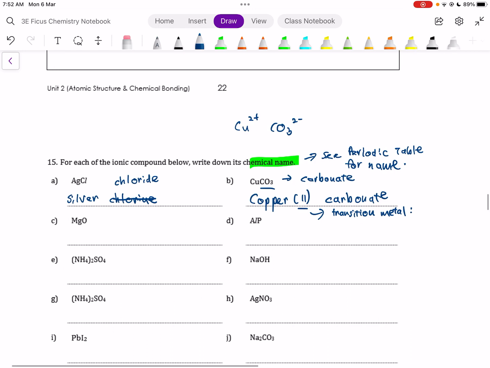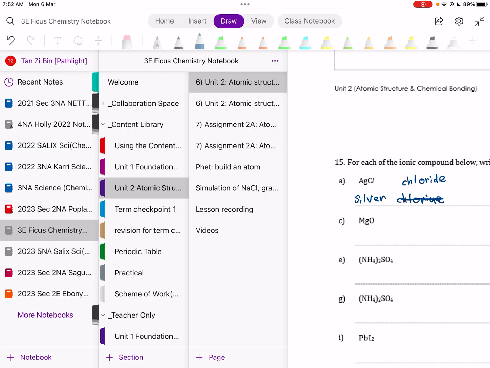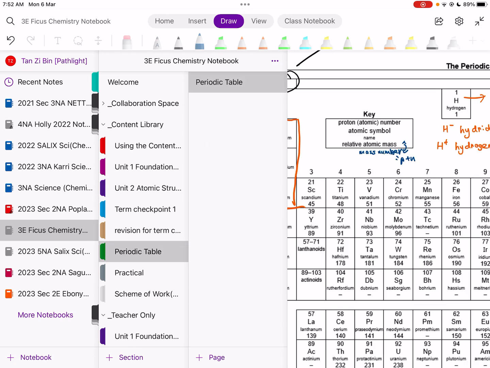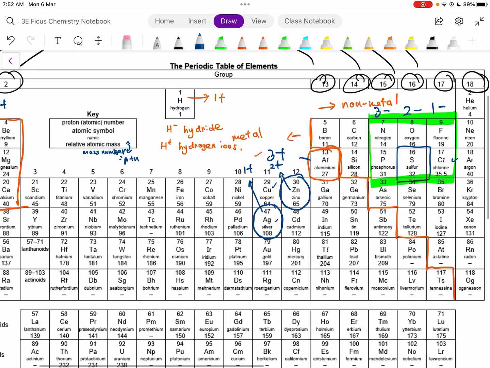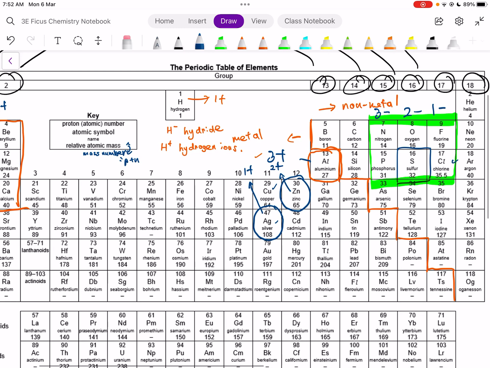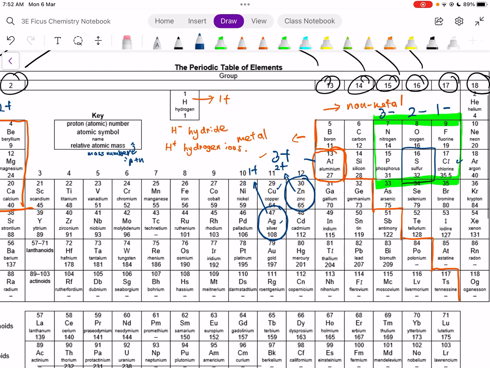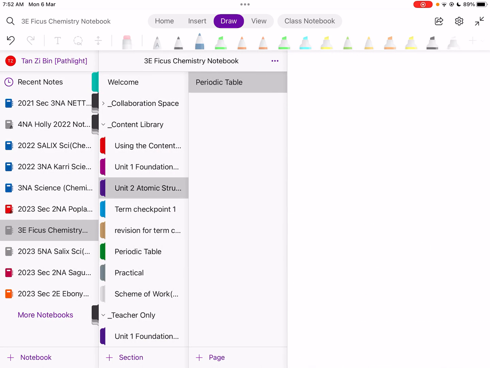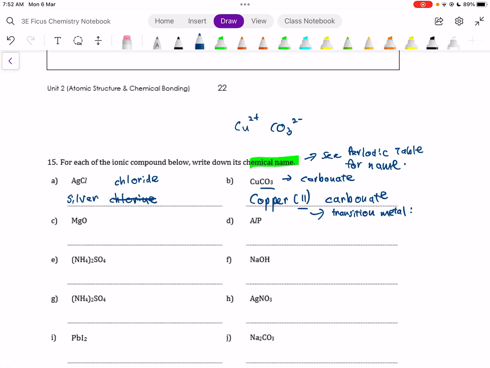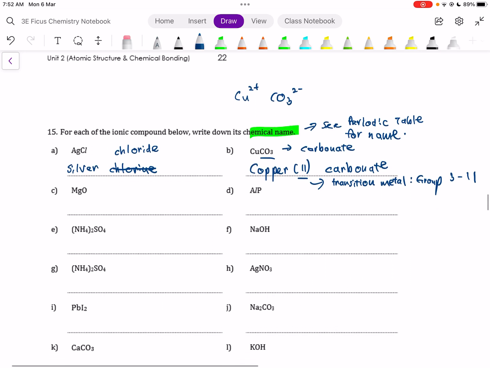Transition metals, what are they? They are generally from group 3 to 11. Group 3 to 11 generally, transition metals. You put this bracket.